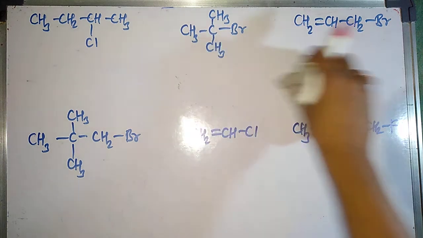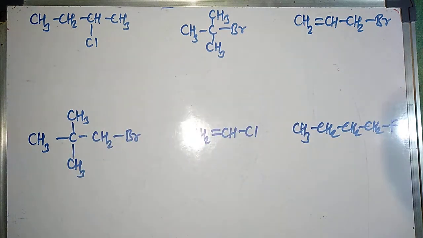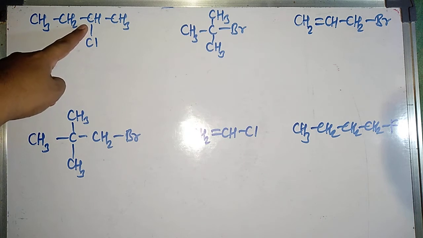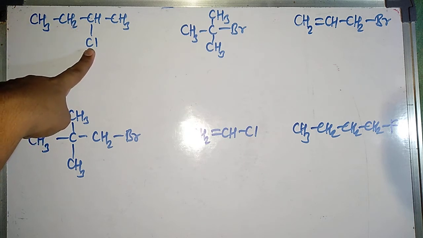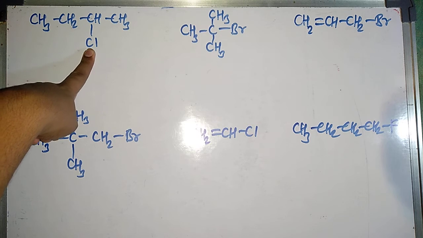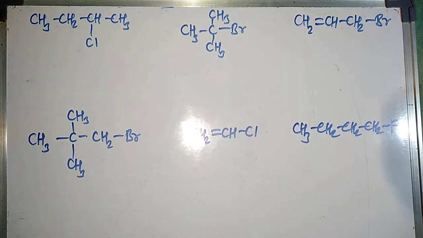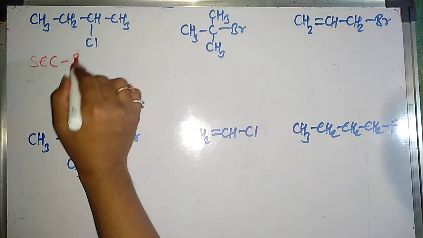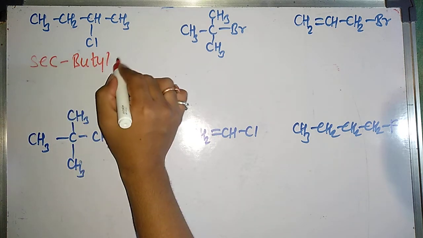For common names, you should know the alkyl group. Which alkyl group is it? It is the secondary butyl. Why? Because at the second carbon atom, or secondary carbon atom, the halogen atom is attached. So I will call it secondary butyl chloride.